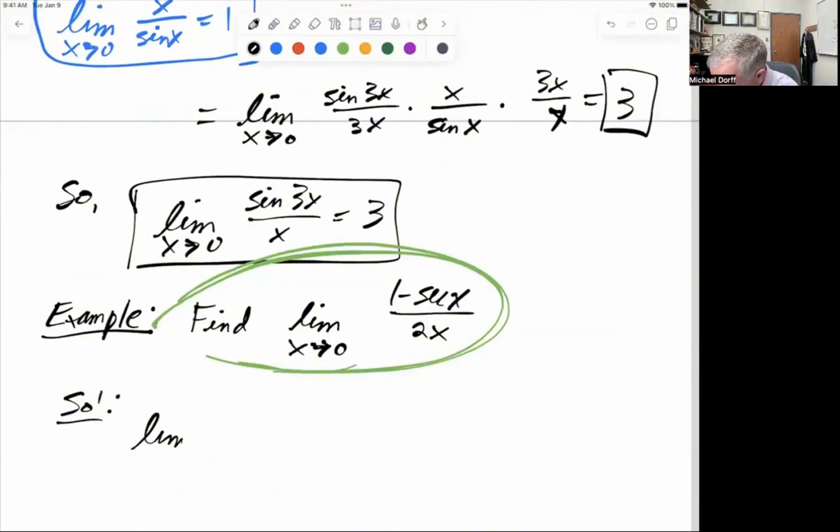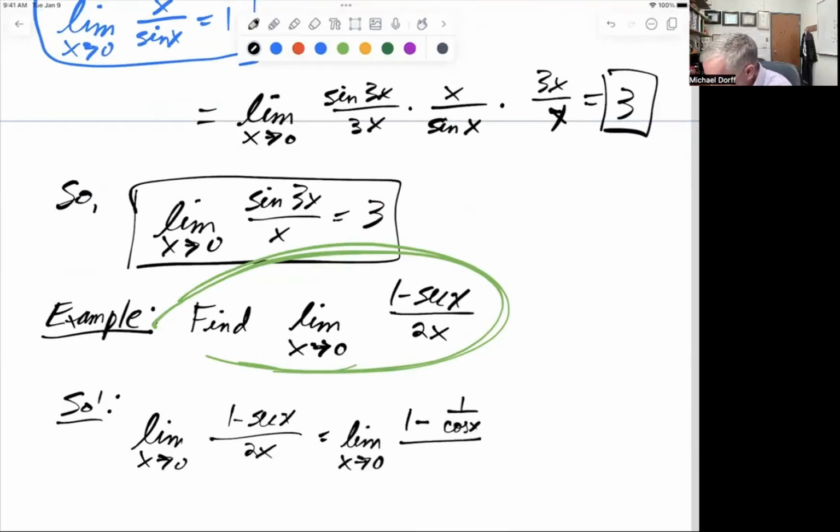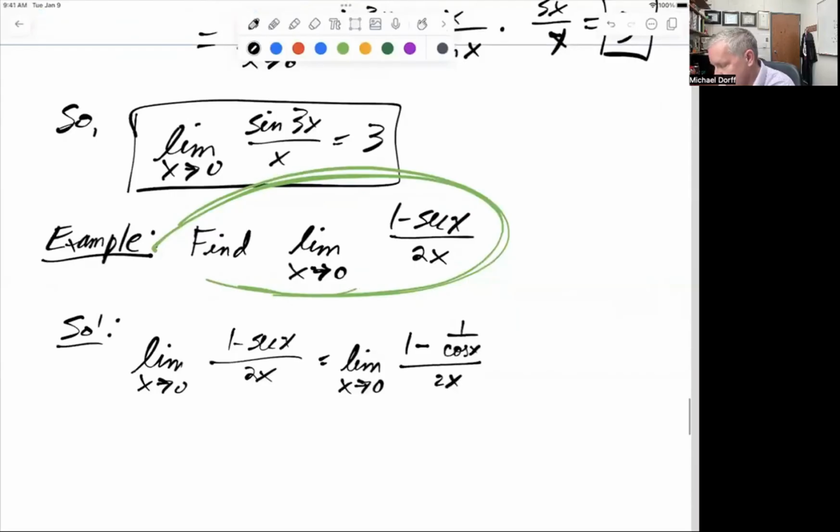The original problem is the limit as x goes to 0 of 1 minus secant x over 2x. Neither of those two limit laws has a secant in it, so let's get rid of the secant. The secant is 1 over cosine, so I'll substitute that in. That still doesn't quite look like one of them yet, so let's simplify the numerator by getting a common denominator. That common denominator is going to be cosine x. So I'm going to get cosine x over cosine x minus 1 over cosine x, all over 2x.